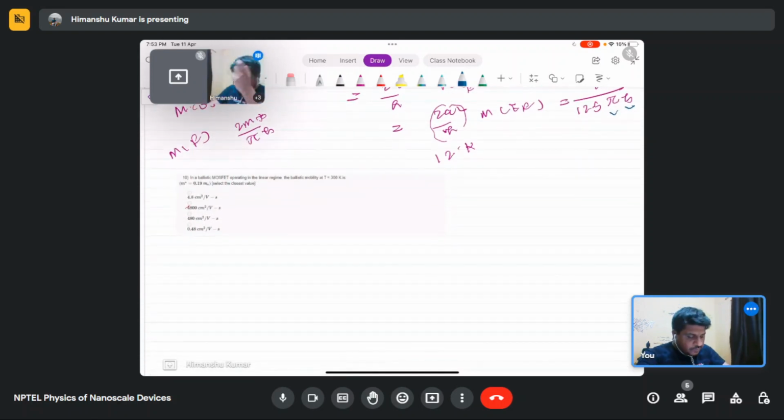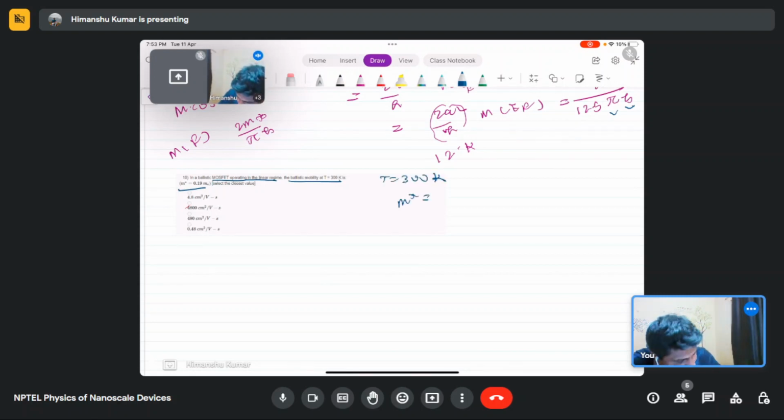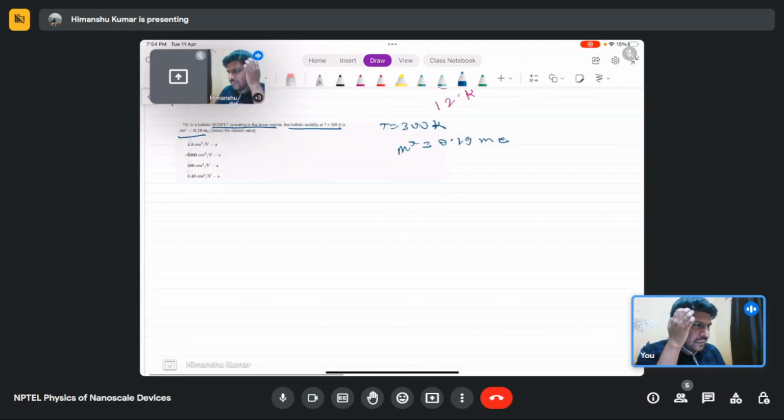In a ballistic MOSFET operating in the linear region, at t equals 300 Kelvin, the m star is given as 0.19 times me. So we need to find the ballistic mobility. The ballistic mobility is given by this.